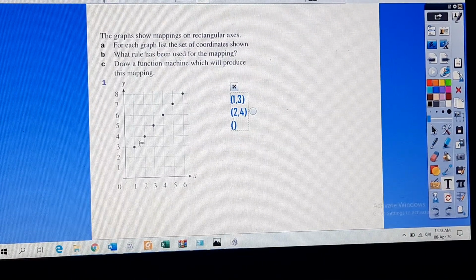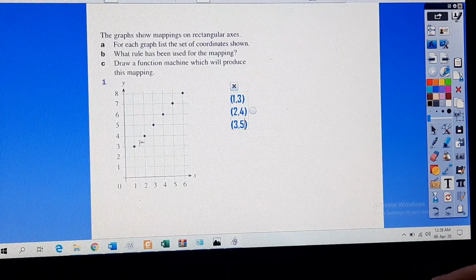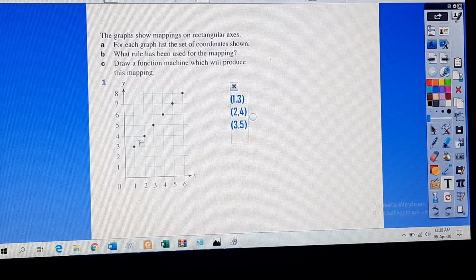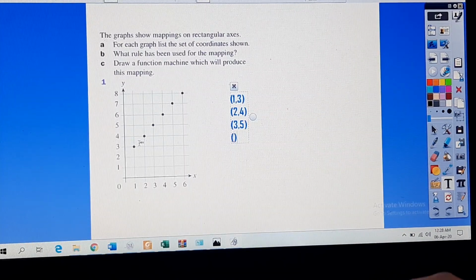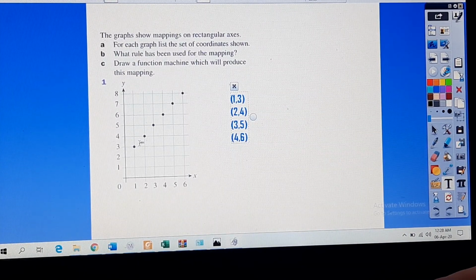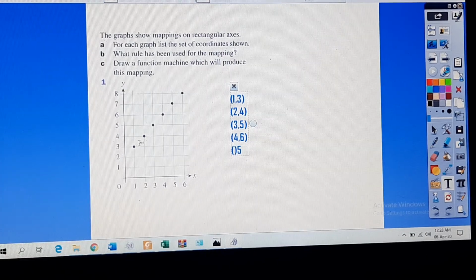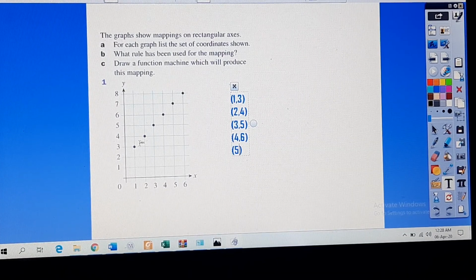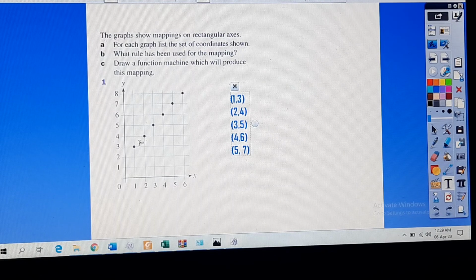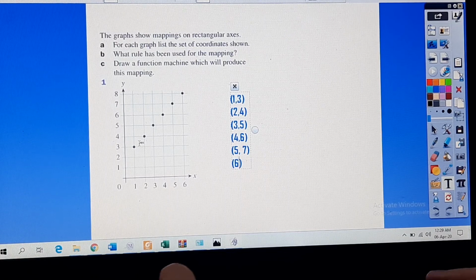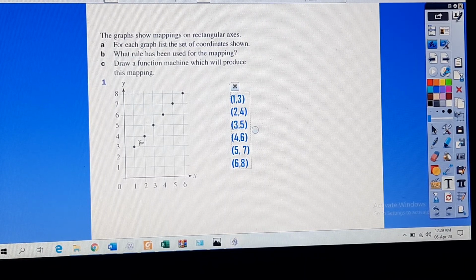The third one is (3, 5). The fourth one is (4, 6). Then (5, 7). And the last point is (6, 8). So these are the points that are plotted on the graph. We have to find a rule now for mapping these.